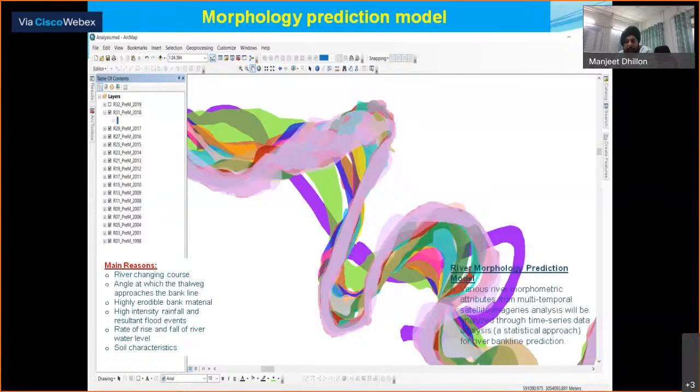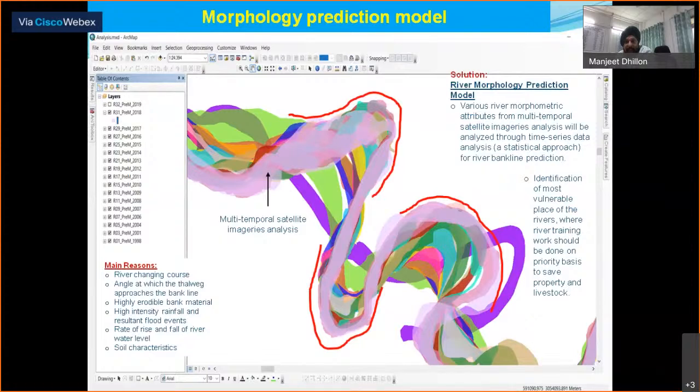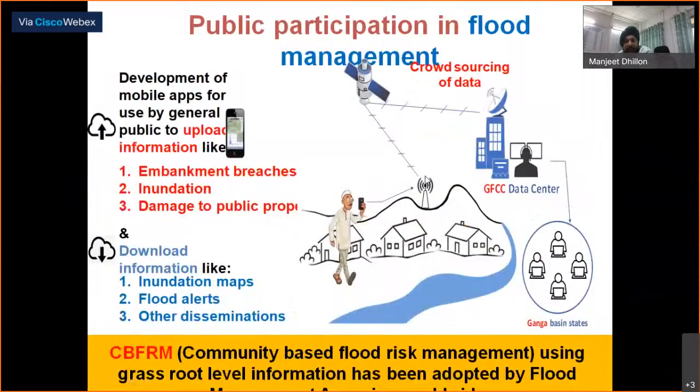And some of the systems that we propose are these. You can see in red, based on different imagery superimposition, red is vulnerable. This is morphological modeling. So in this, we look out for which are the vulnerable areas, and they are prioritized, and then based on multi-temporal satellite imagery analysis. So this is one of the systems, the bank plan.